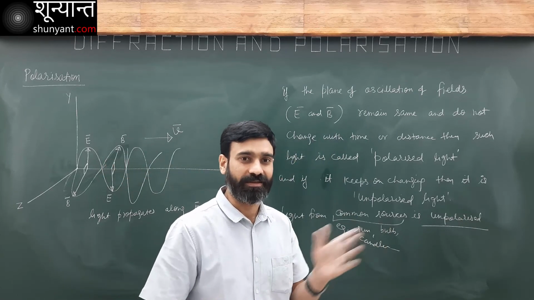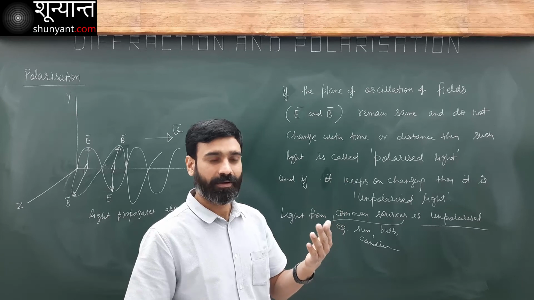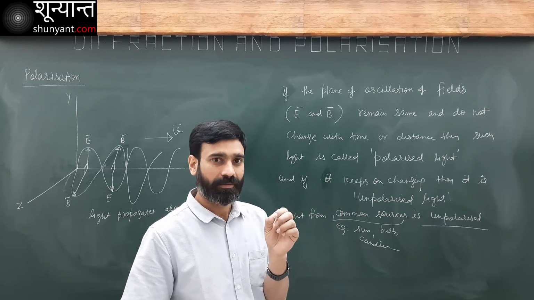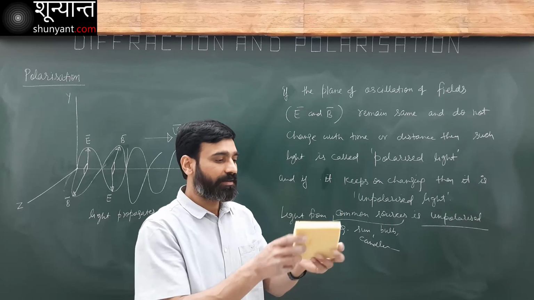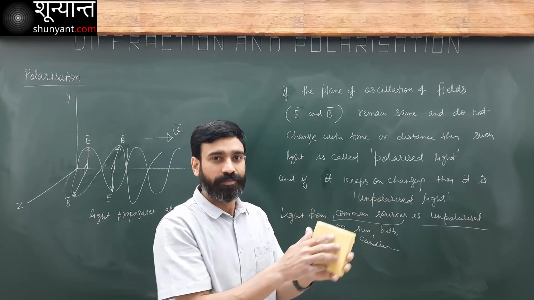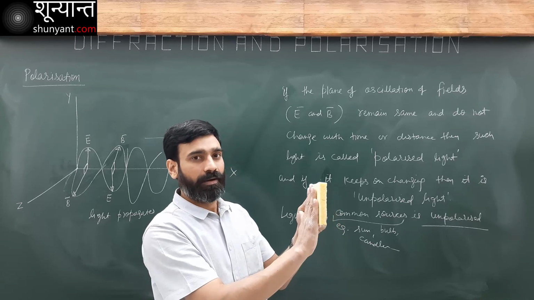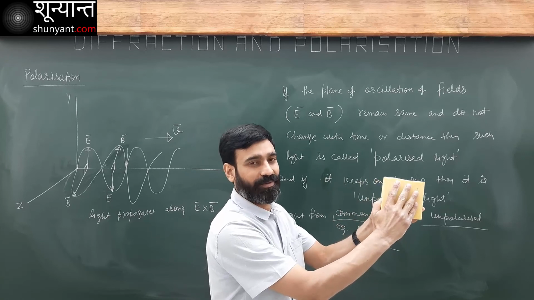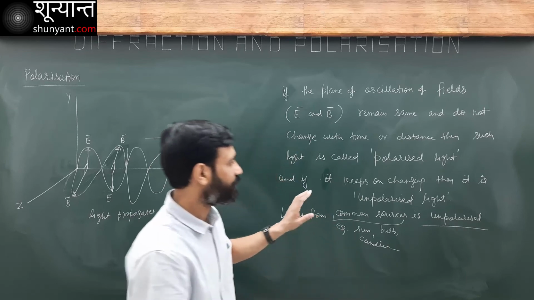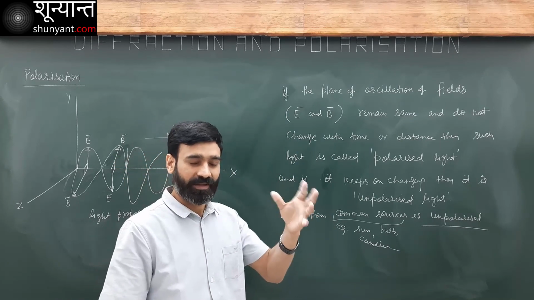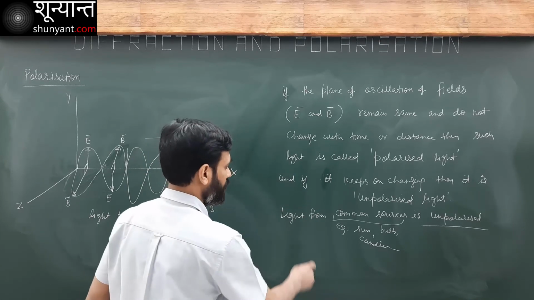That means the plane keeps on changing. At the same point, if you observe the plane of oscillation of E and B, it keeps on changing. With distance also, they keep on changing. At this particular point, both are in some plane. At some other point, they are in a different plane. That means the planes keep on rotating. If you focus only on the electric field, at this point it is moving in this plane. After some distance, it rotates. Now it moves in this plane. The planes of oscillation keep on changing. It is known as unpolarized light. So the normal light that we see is unpolarized.